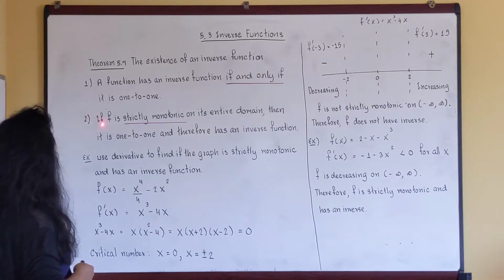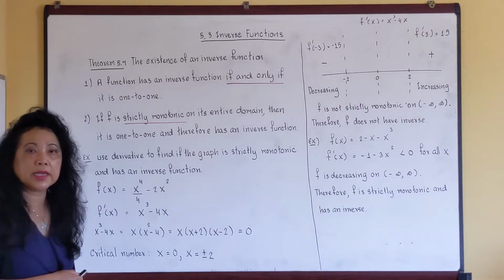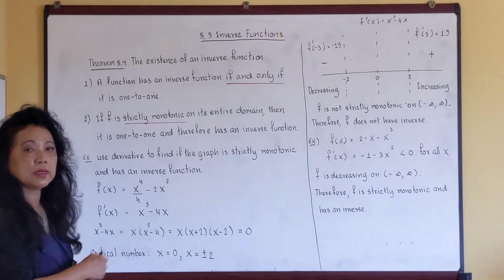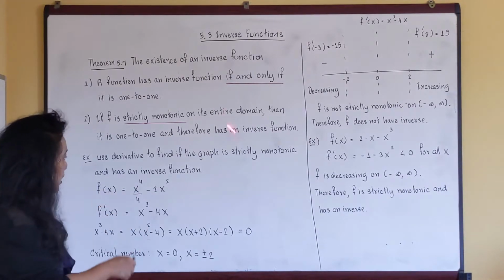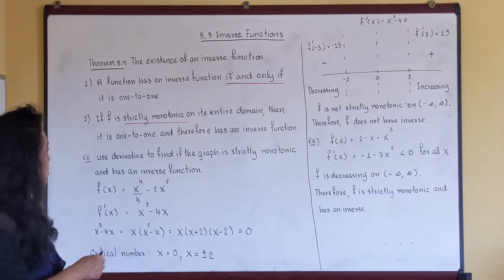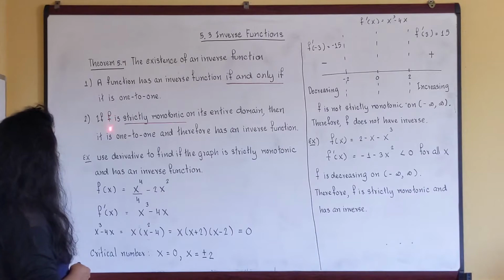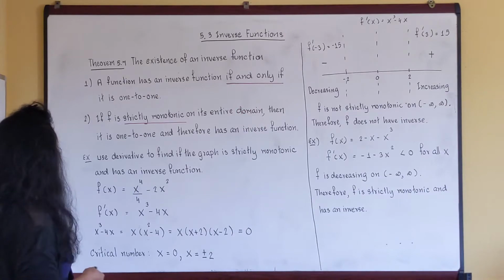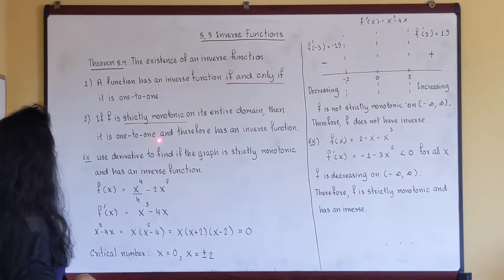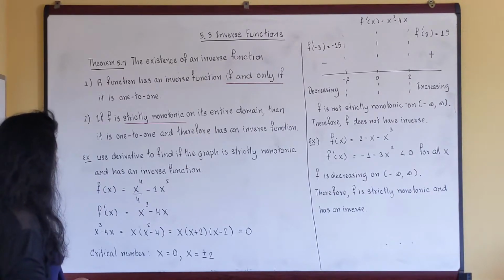The second one says if f is strictly monotonic on its entire domain. Strictly monotonic means it either increases on the whole interval or decreases on the whole interval, not increase and decrease and increase and decrease. So if f is strictly monotonic on its entire domain, then it is 1 to 1 and therefore it has an inverse function. So let's look at our example.